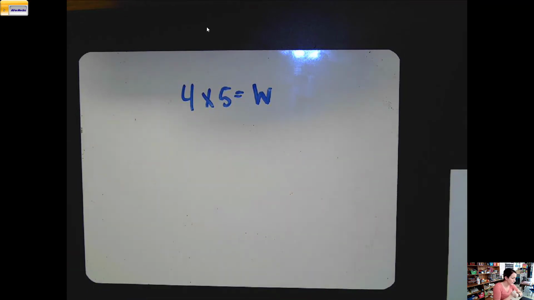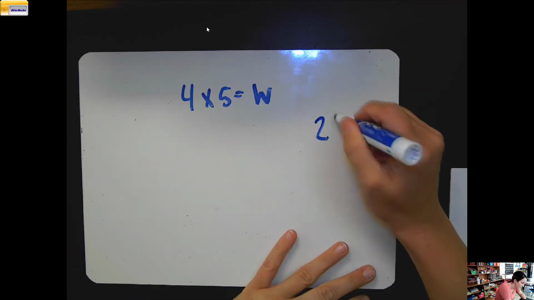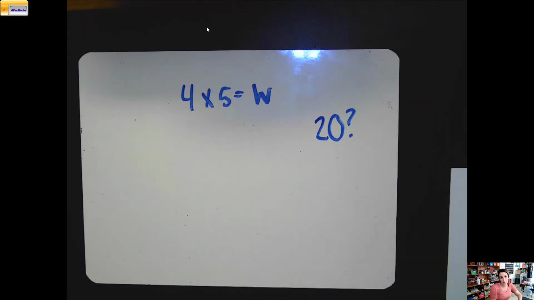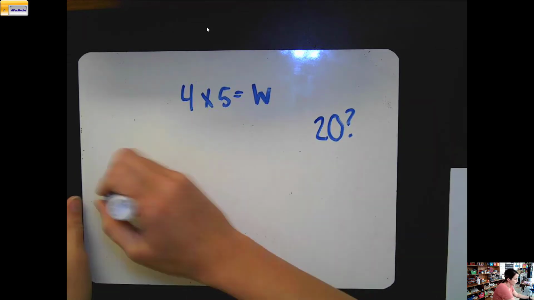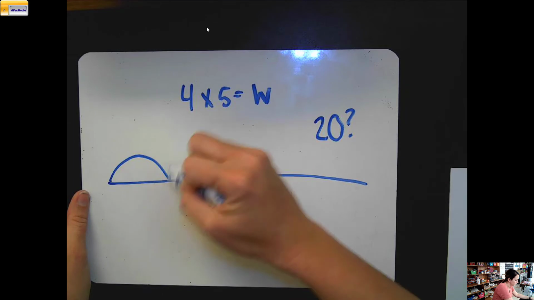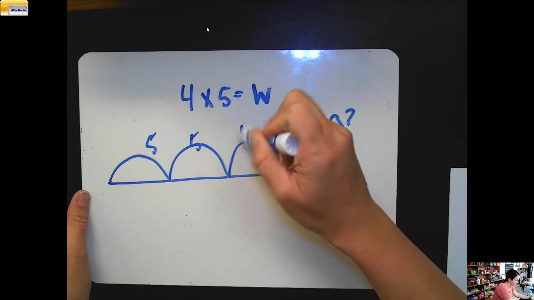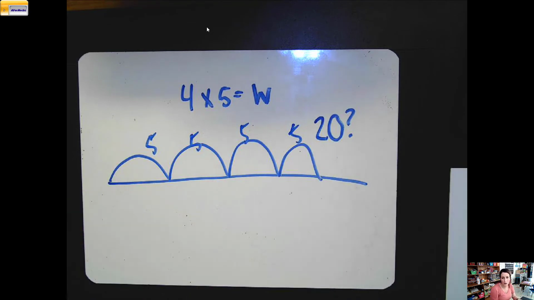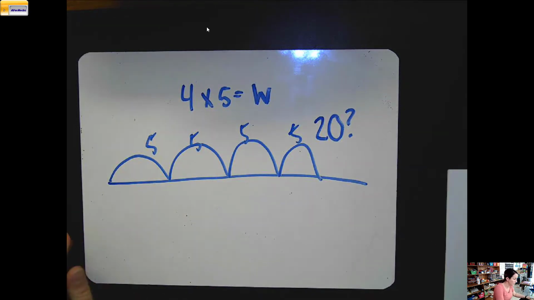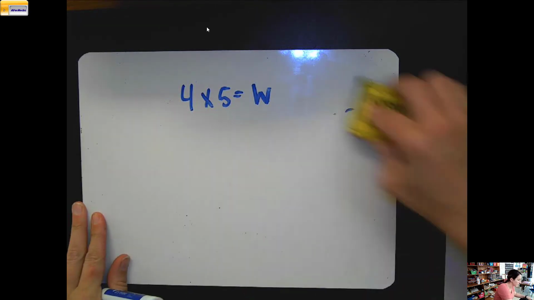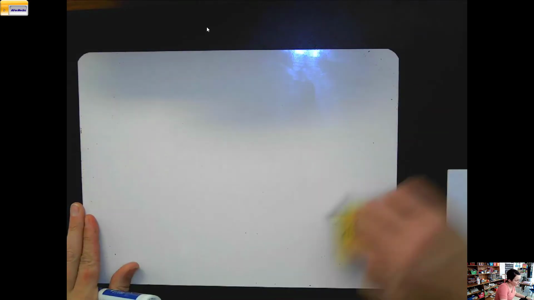Okay, great. Did you get the answer of 20? Maybe you skip counted by 5 four times. Maybe you drew the number line and you did 4 hops, 1, 2, 3, 4, of 5 each. Totally, however you did it, if you got the correct answer of 20, then you're doing it right. If you did not get 20, please notice where you made your mistake.